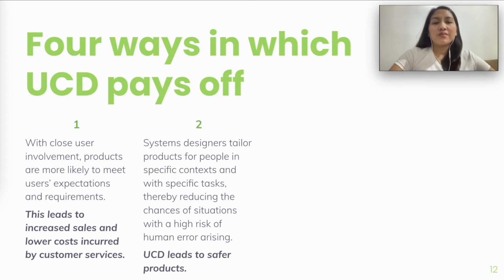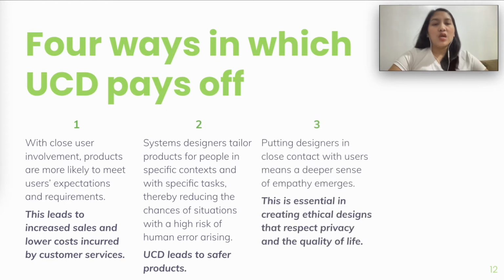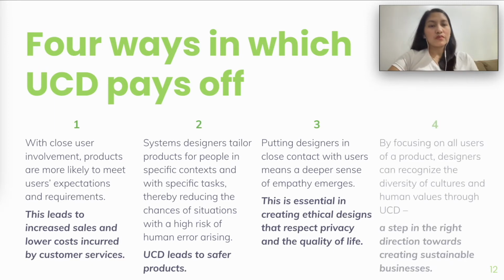Second, systems designers tailor products for people in specific contexts and with specific tasks, thereby reducing the chances of situations with a higher risk of human error arising. In short, UCD leads to safer products. Third, putting designers in close contact with users means a deeper sense of empathy emerges. This is essential in creating ethical designs that respect privacy and the quality of life.